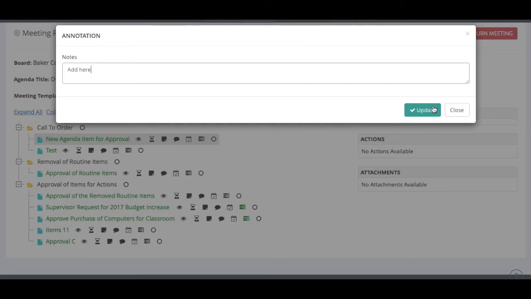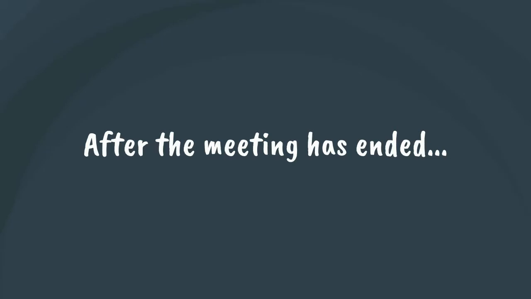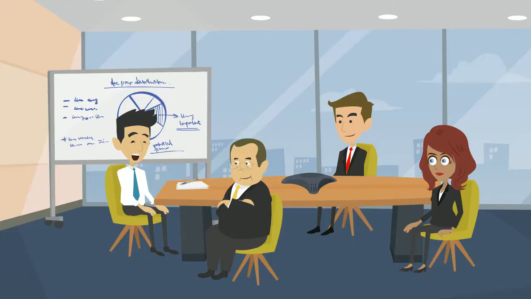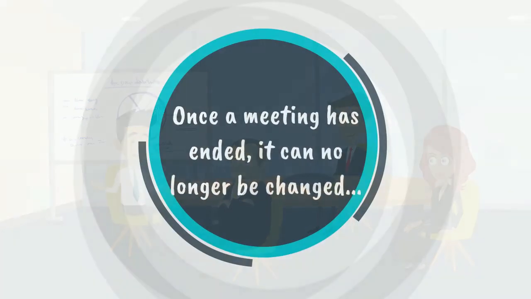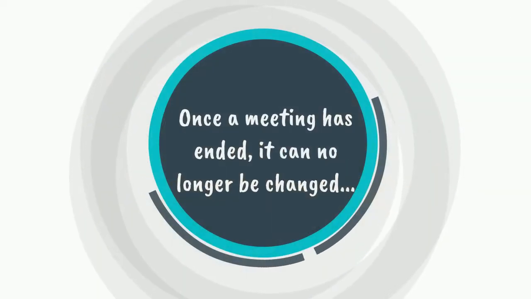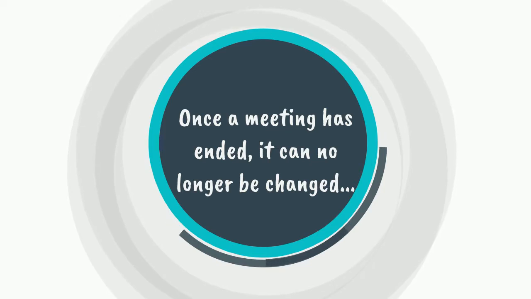Click the Update button. After the meeting has ended, the board assistant will complete all the necessary changes, and he or she will then submit the agenda and minutes to board members and staff for review and approval. Once a meeting is officially completed in AgendaLite, it can no longer be changed in any way.